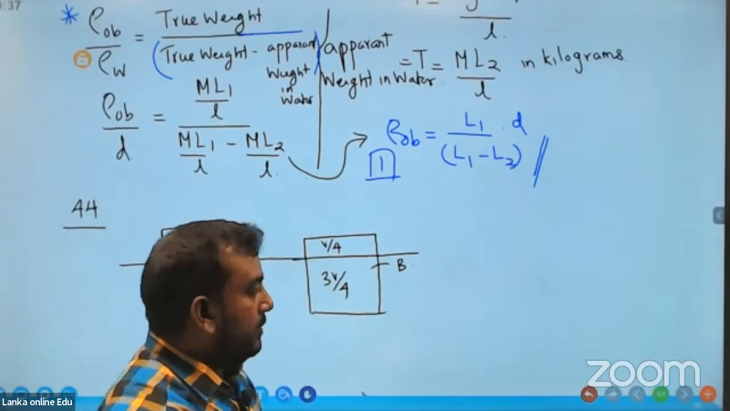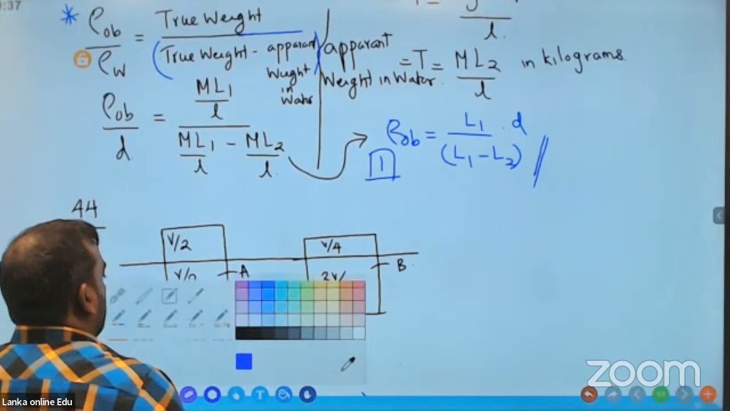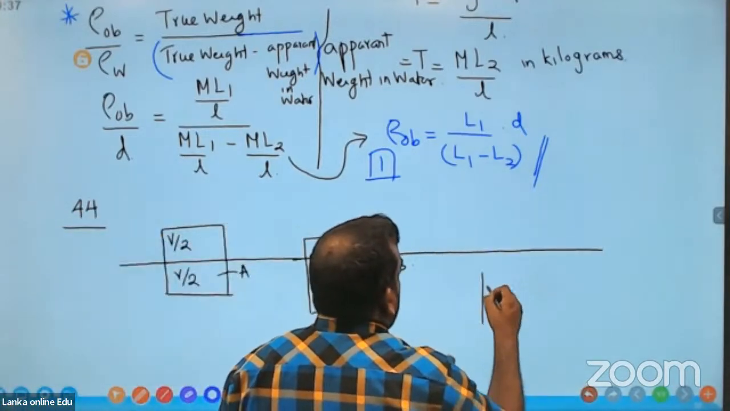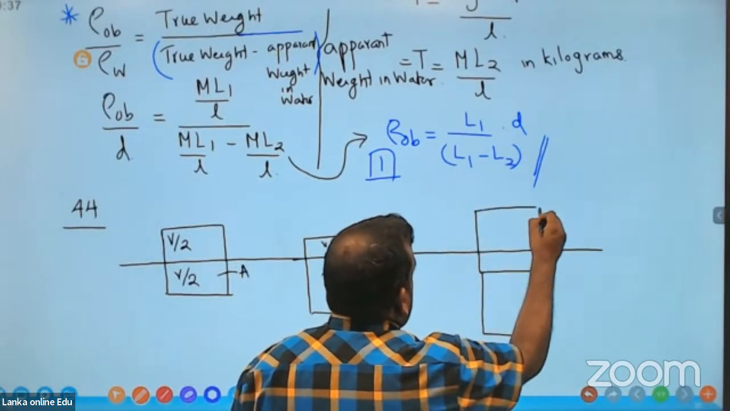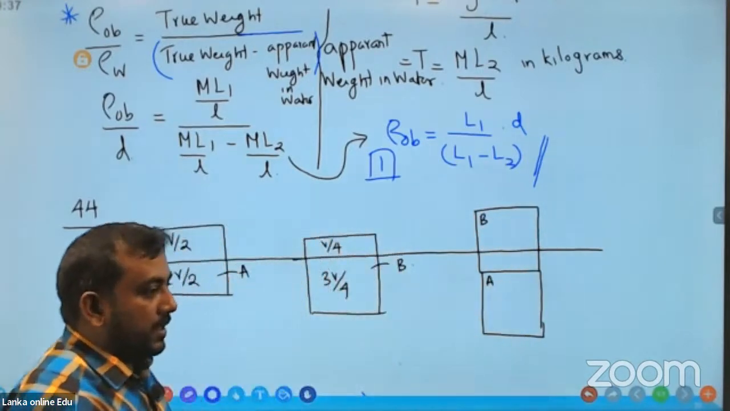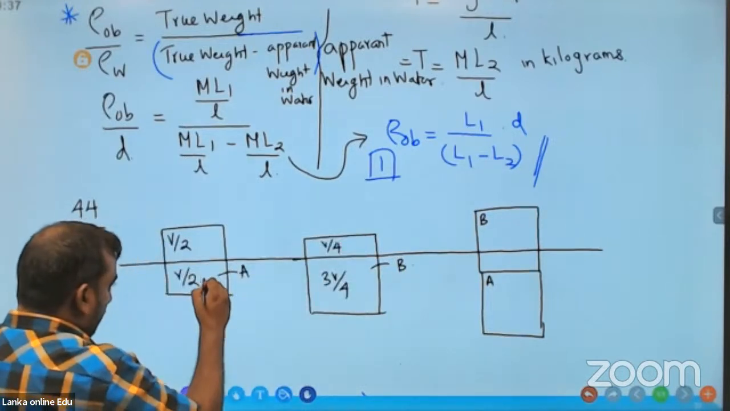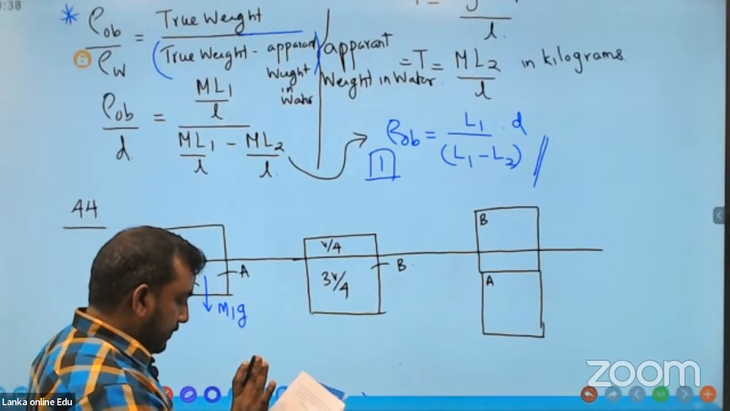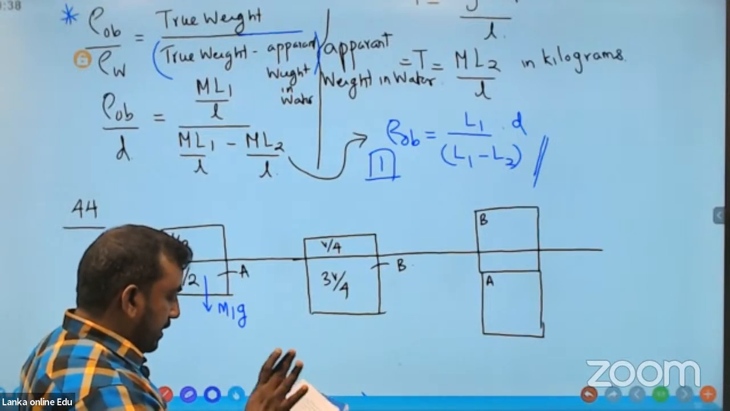Now look very carefully. When cube B is kept on A, what will happen? Something like this will happen. Let's work it out carefully. Now, the weight of A is M1G. They are not saying same material; they are saying cube A and cube B have the same geometrical dimensions.